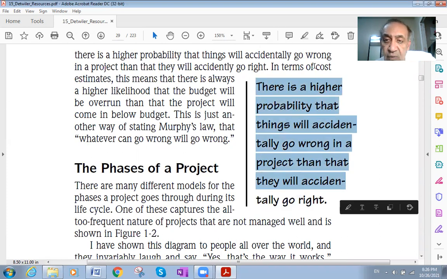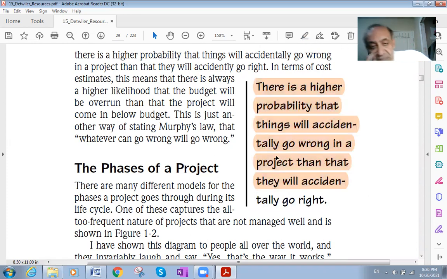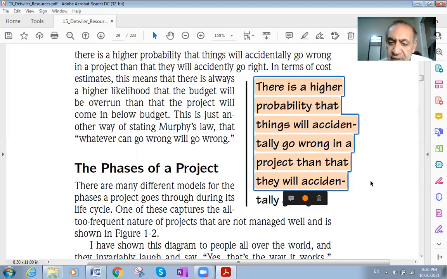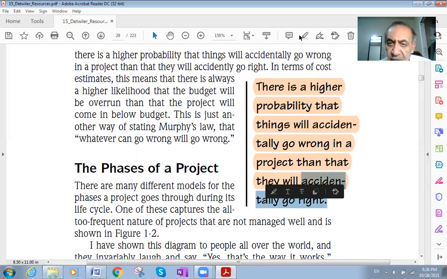Some beliefs, what people think and say. For example, some people say there is a higher probability that things will accidentally go wrong in a project than that they will accidentally go right. So there is a probability that things might go wrong. Like anything in our life, it doesn't always go steady. Sometimes it moves to better, sometimes to worse. We have all our ups and downs. Same thing likewise in a project.